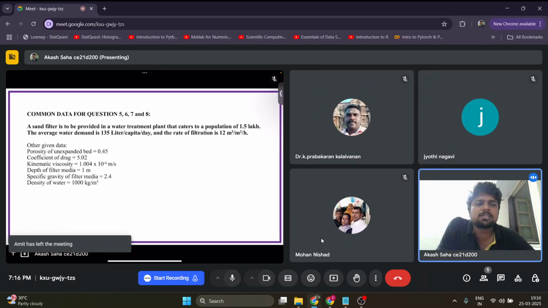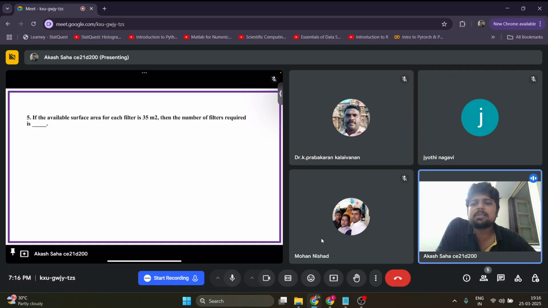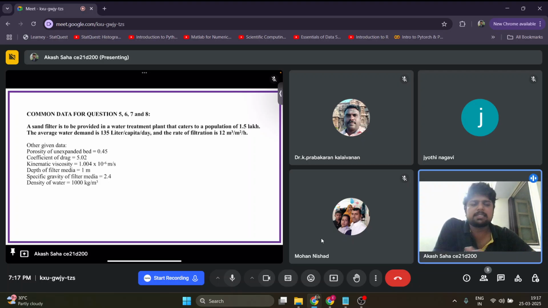The question is still not asked. So for the next four questions, we will have this set of data only. Right? I hope you have noted down the data or you have taken the screenshot. Now we will see the first question. So it says that if the available surface area of each filter is 35 meters square, how many filters will be required? Okay, so for this condition, if the size of a filter surface area is 35 meters square, what will be my number of filters that would be required to do the design?